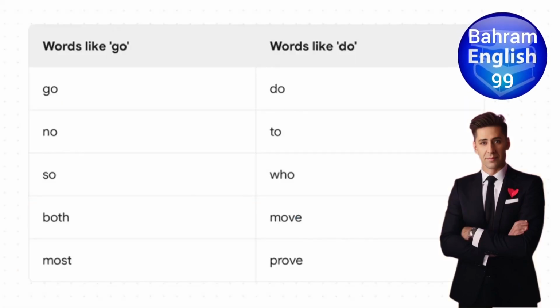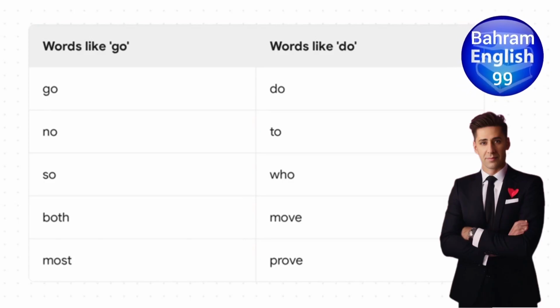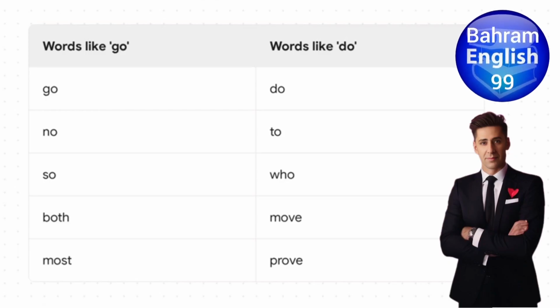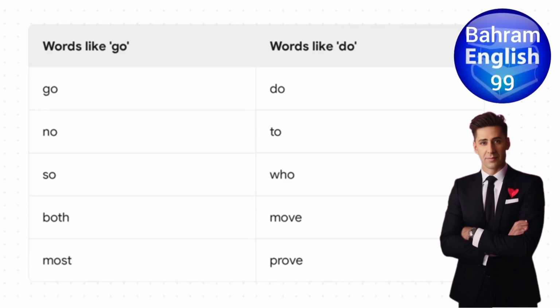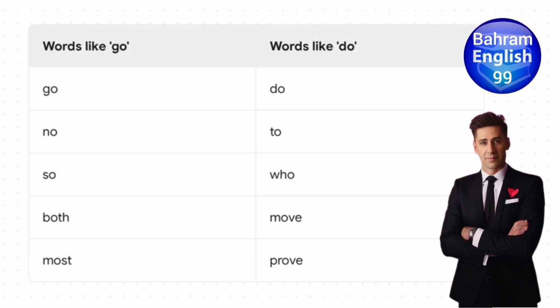Take a look at these two columns. On the left, it's all nice and easy, right? Words like go, no, so, they all have that same predictable O sound. But then you look at the right. Do, to, who, move. The spelling looks so similar, but the sound? It's completely different. So what is going on here?